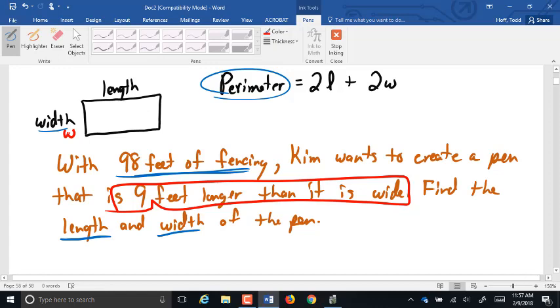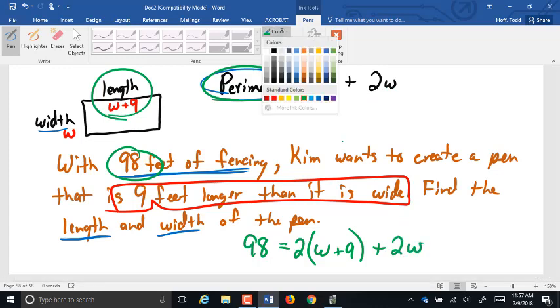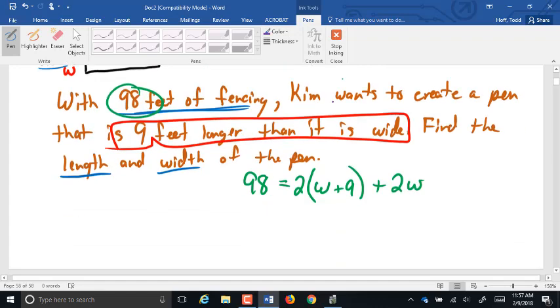And if I know the width is W, I can find the length is W plus 9 feet more. So now in my perimeter formula, the perimeter is replaced with 98. 2 times L, well, the length is replaced with W plus 9, plus 2 times the width. Well, the width, we're just going to put in the W, so 2W. And now we can solve that.